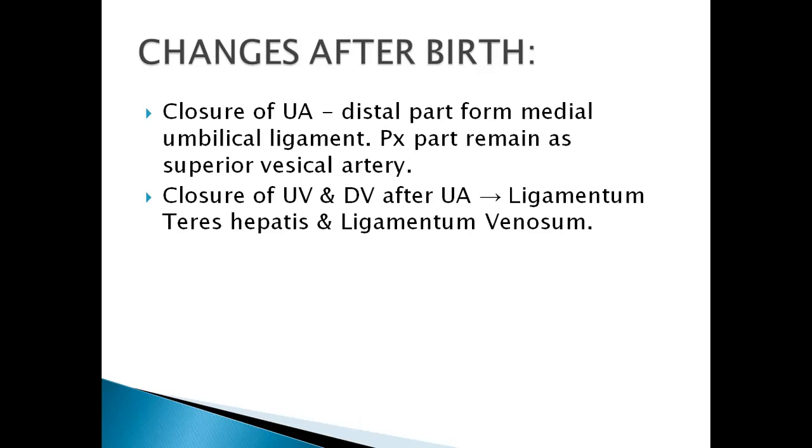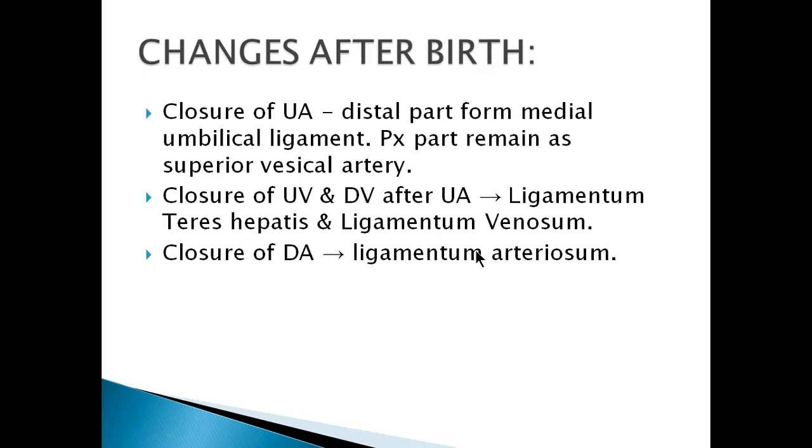You'll understand in the abdomen class once you study the growth of liver. The ductus venosus, which courses from the ligamentum teres to the inferior vena cava, is also obliterated, and it forms the ligamentum venosum. Ligamentum teres hepatis you get in the inferior border of liver, and ligamentum venosum you get in the posterior surface of the liver.